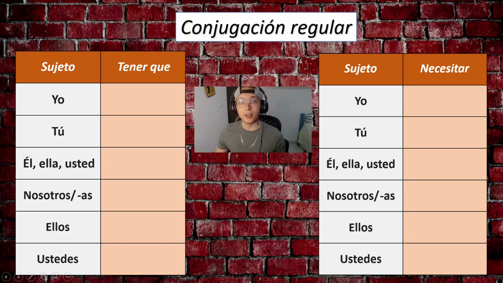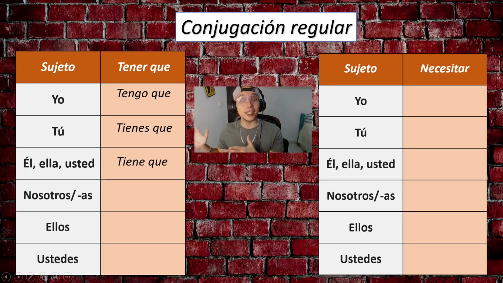Alright, so here we will have the two verbs, okay? We'll have in this part necesitar and tener que. So let's start with tener que. And in this one, we're going to be looking at the verb tener, the same one that is to have. So the conjugation will be very similar. We say, yo tengo que. Let's repeat. Yo tengo que. I have to. Tú tienes que. You have to. Él tiene que. He has to. Ella tiene que. She has to.